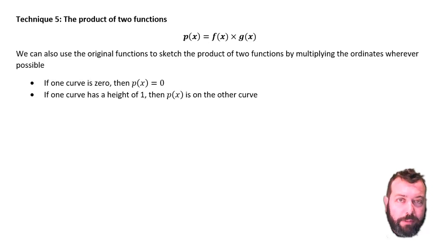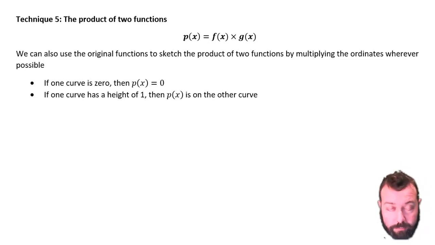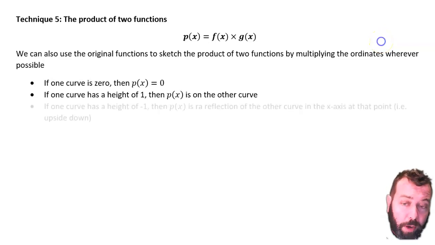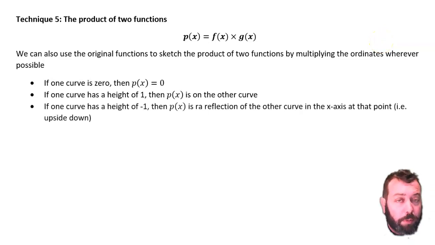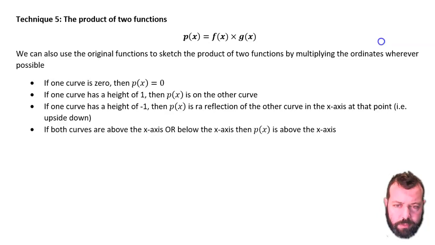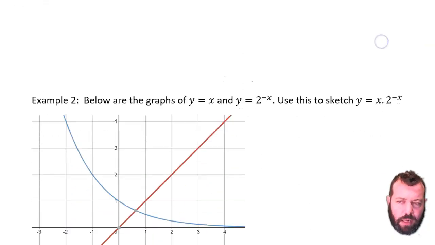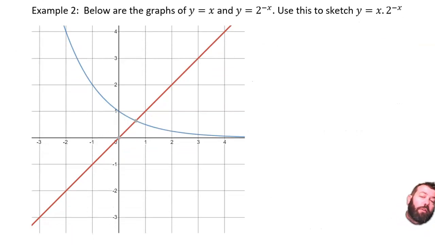If one of them has a value, an ordinate, of 1, then the product will be the one that isn't 1, okay, 1 times something. If I multiply a positive by a negative, I get a negative. If I multiply two negatives together, I get a positive. Two positives together, I get a positive. I think they're the basic sort of rules we're going to follow.